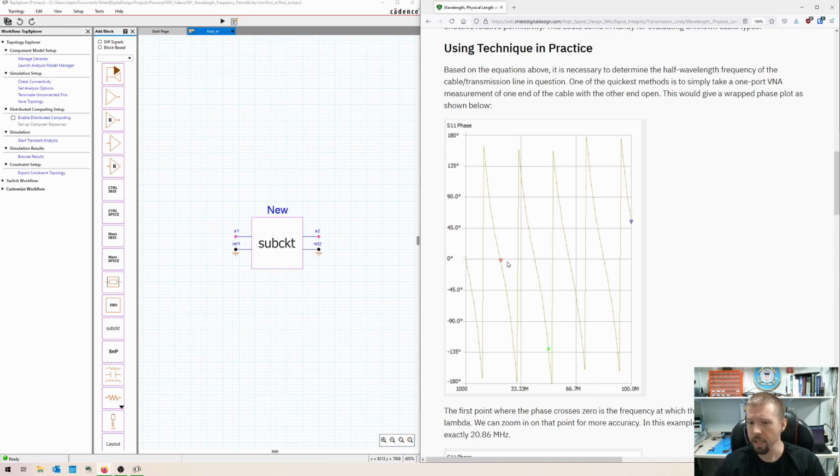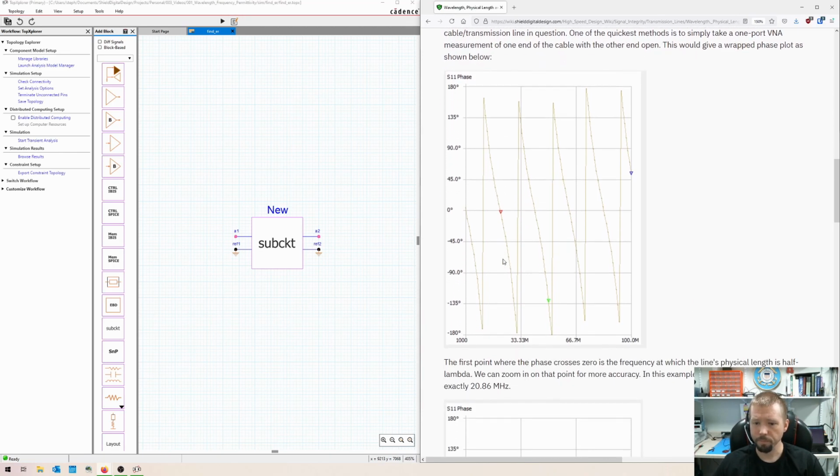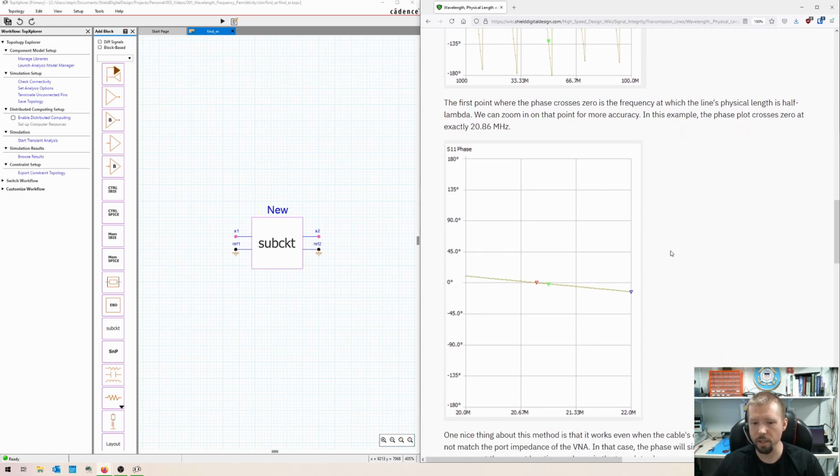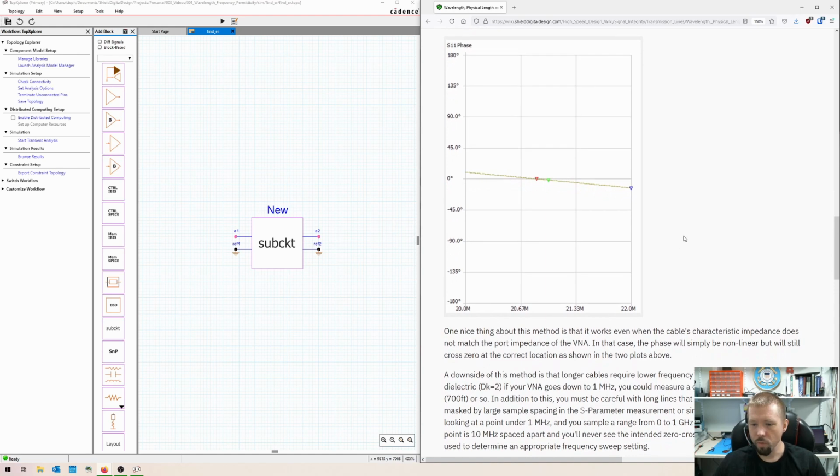And so what that means is that in this particular measurement, we're measuring the phase of some transmission line of some length. And we may not know the length, but what we do know is that at this point where the phase crosses 0 the first time, that's the point at which the transmission line's length is equal to lambda over 2. So in this particular case, we zoom in and it's at 20.86 megahertz. So what can we do with this?